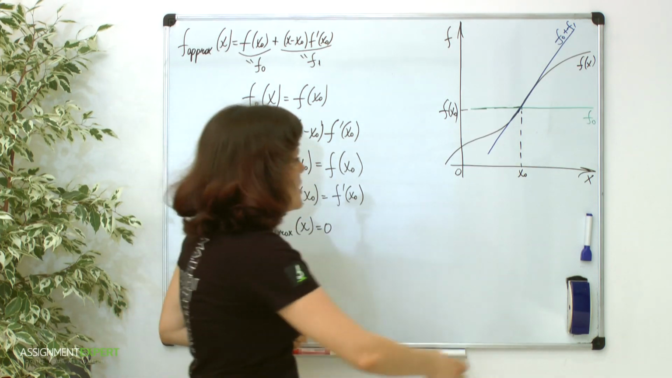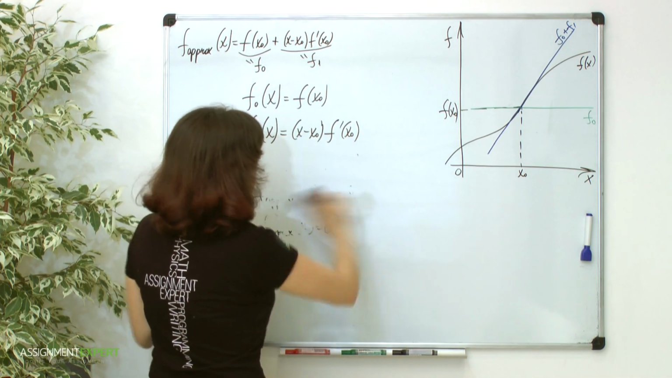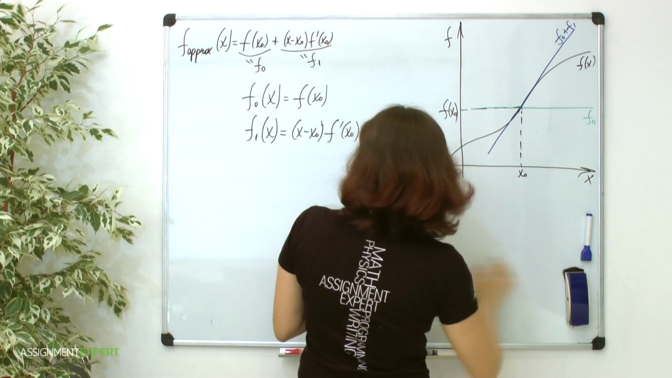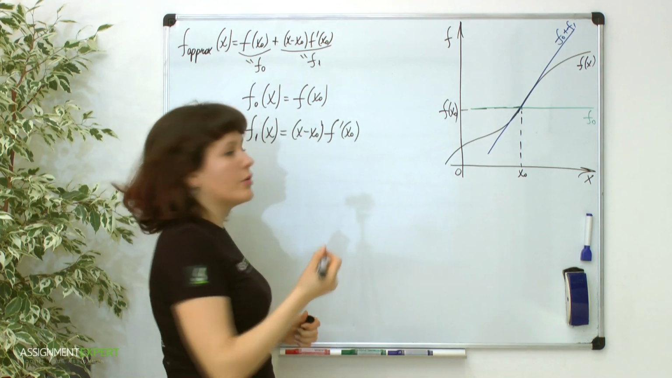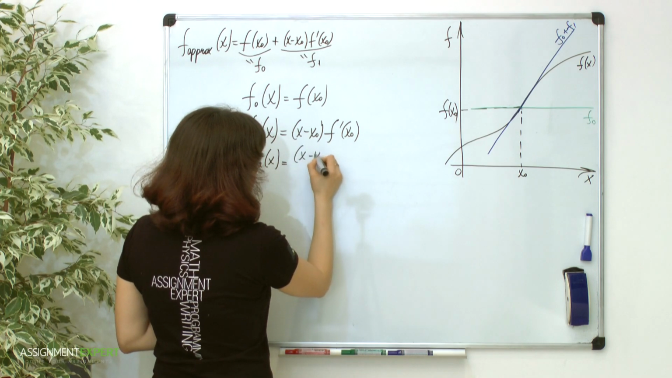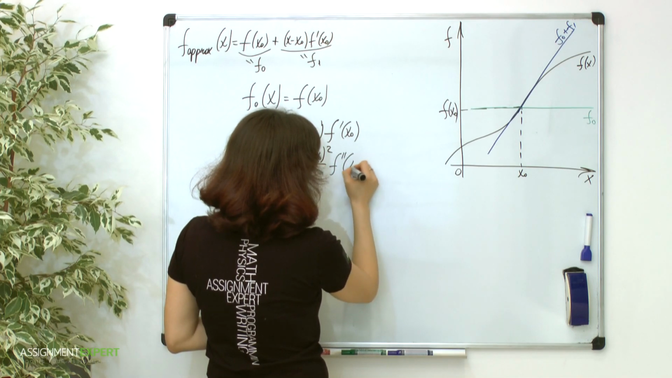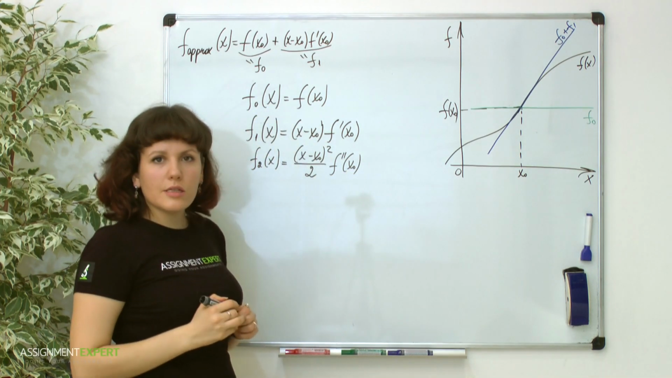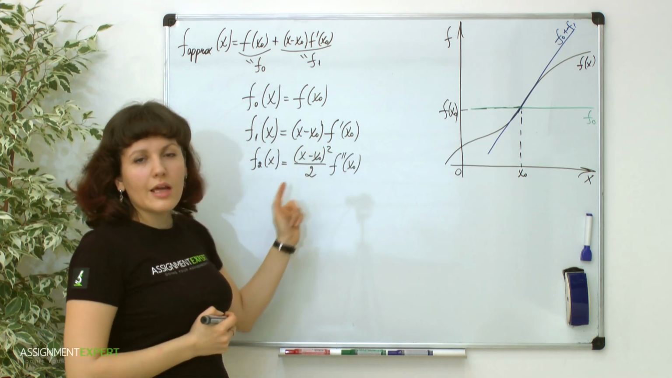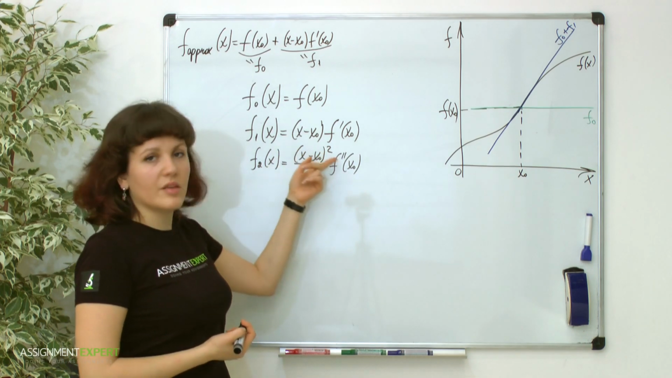Let's continue. Now we want to add something to f_approx which will approximate the second derivative of f of x. Let's consider the following term: f2 of x equals x minus x0 squared over 2 times f double prime of x0. As you can see, now along with the factor x minus x0 squared appears 1 over 2. That's because when we differentiate the square, 2 appears, and so 1 over 2 multiplied by 2 gives us 1.